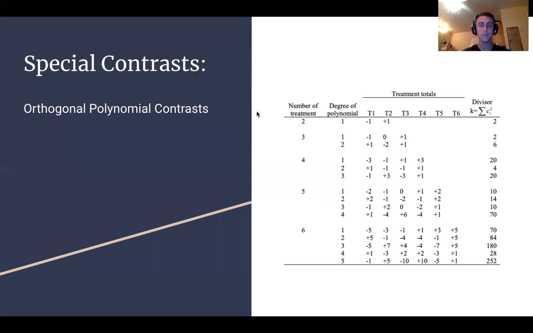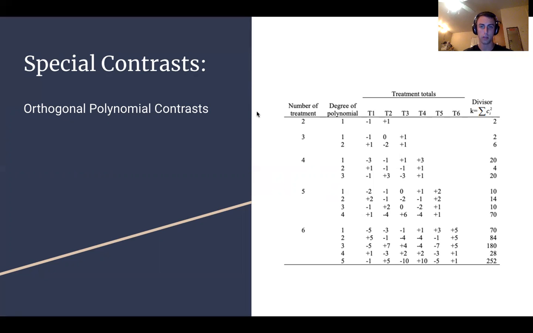Now, one of the defining characteristics of an orthogonal contrast is that the sum of the products of the coefficients of the first contrast and the coefficients of the second contrast is equal to 0. Additionally, the highest degree of polynomial for a given number of treatments g is g minus 1. So let's say, for example, we're analyzing the effects of 5 different equally spaced levels of caffeine concentration on plant growth.